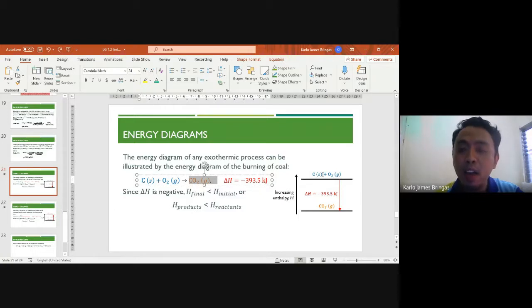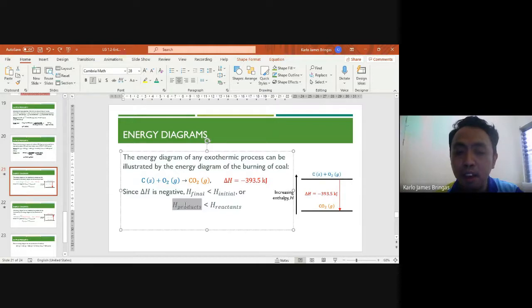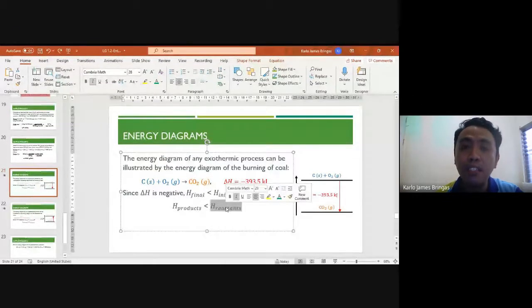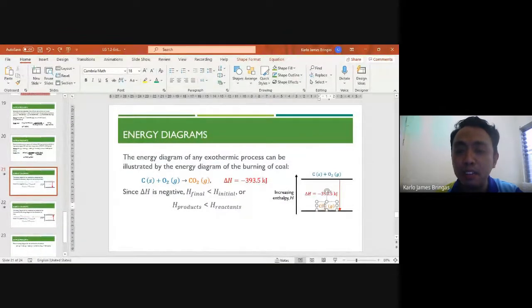You might be wondering, guys, how do we know whether to write the reactant on the upper or lower layer? Since delta H is negative, what it says is that the enthalpy of the products is going to be lesser than the enthalpy of the reactants. Since the products have lesser enthalpy, they go at the bottom, and the one with higher enthalpy goes on top. As for the arrow, we always draw it from the reactants, carbon and oxygen, pointing toward the product. So that's how we draw this energy diagram.